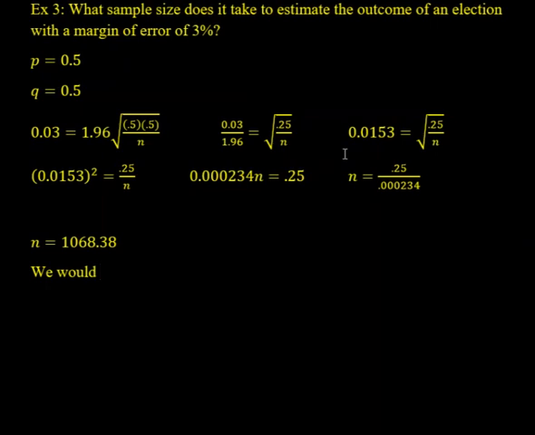We would need a sample of 1,069 voters to estimate the outcome of an election with a margin of error of 3% and 95% confidence.